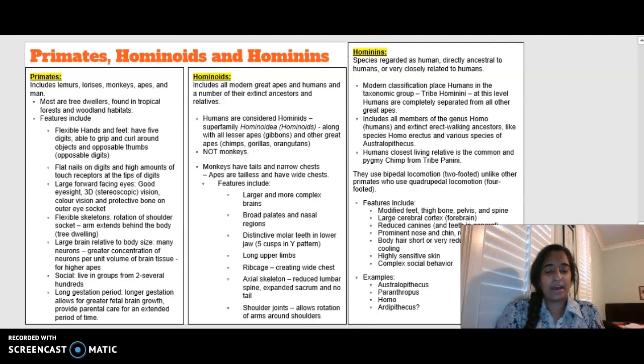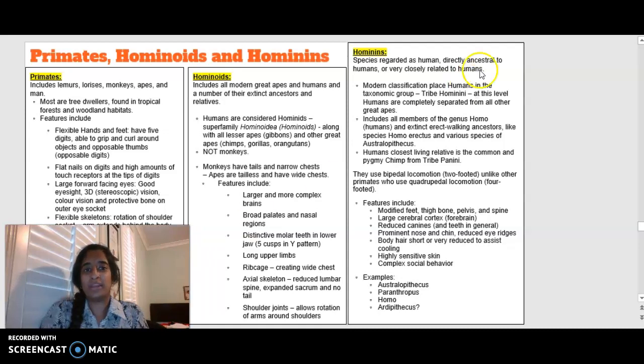We then have our category that branches off of that, which is our hominins. So our hominins are usually referring to humans, okay, species that are regarded as humans or directly ancestral of humans or very closely related to humans. So they are the modern classification group that we relate to of the tribe Homini. At this level, humans are completely now separated from the great apes, which are separated from branch off of hominoids.